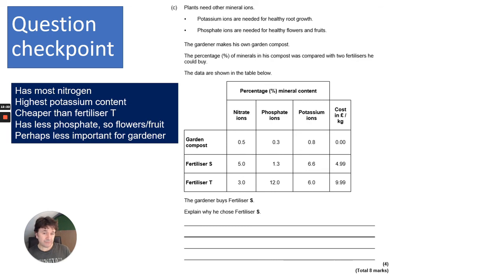It's cheaper than fertilizer T as well, although, as you noticed, it has less phosphate. Now, it does say in the stem of the question at the top, phosphate ions are needed for healthy flowers and fruit. So basically, perhaps the gardener isn't looking for healthy flowers and fruits in this case.